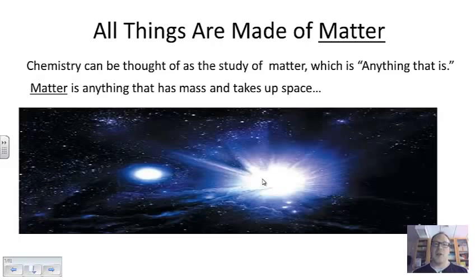First of all, I want to let you know that all things, everything, is made up of this stuff we call matter. Matter is anything that has mass, and matter is anything that takes up space. And chemistry, because it's the study of matter and the interactions of different types of matter, can really be described as the study of anything that is. So if it is, it's chemistry.